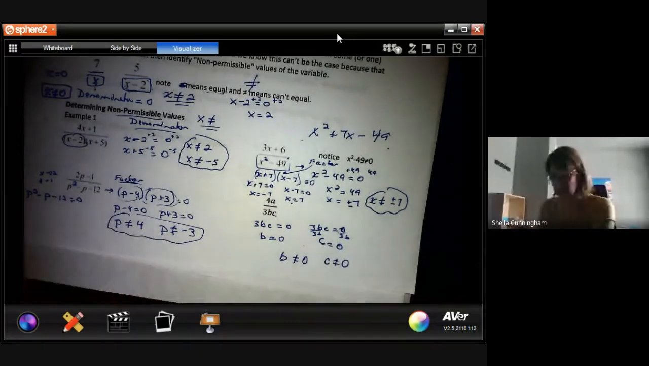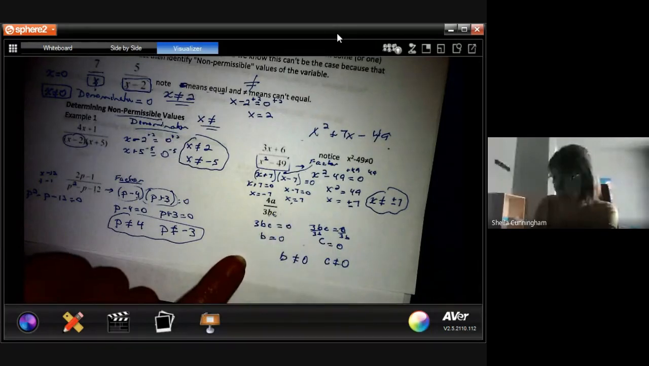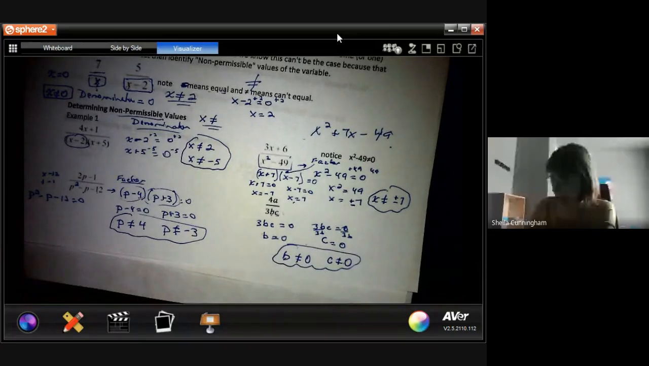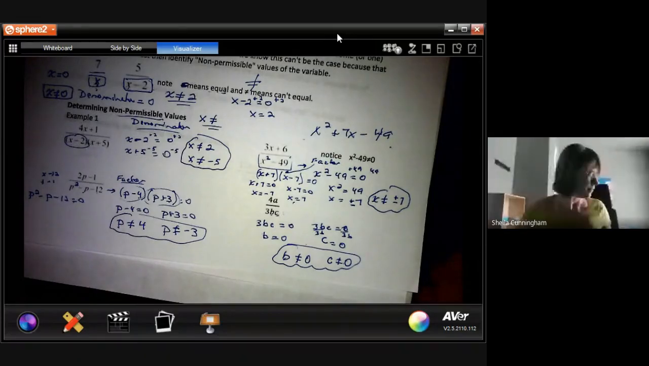So same thing holds true when we work through these, okay? Which makes sense. If I put a 0 back in here on the bottom, this whole thing would become 0. So it doesn't matter if I put a 0 in for b or if I put a 0 in for c, it's still going to 0 it out. So these end up being my non-permissibles. Questions? No. Okay, so let's go on to the next.